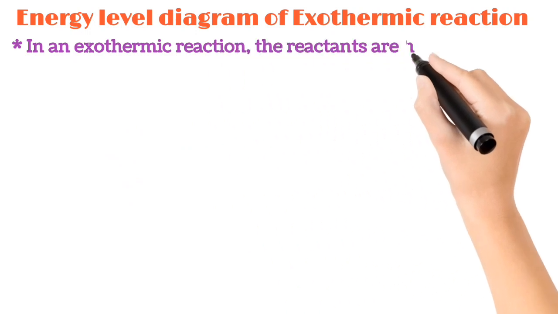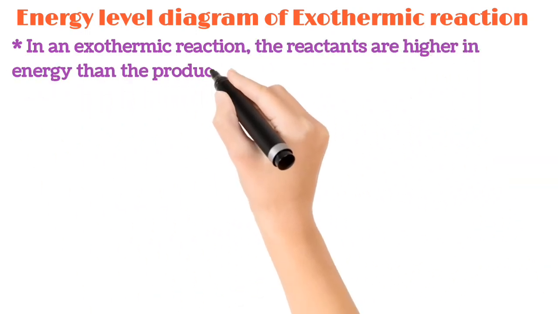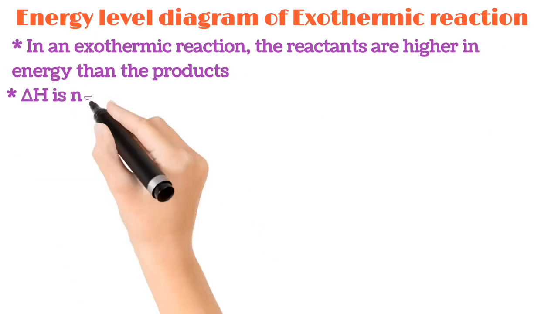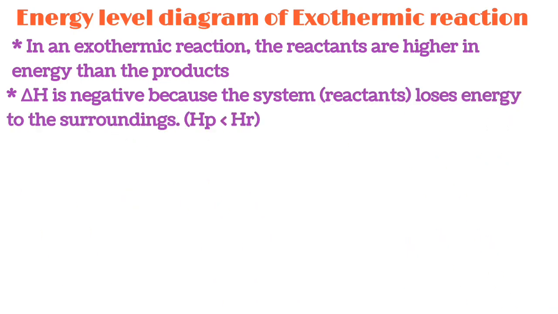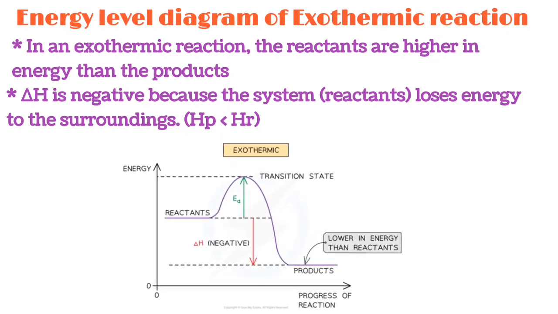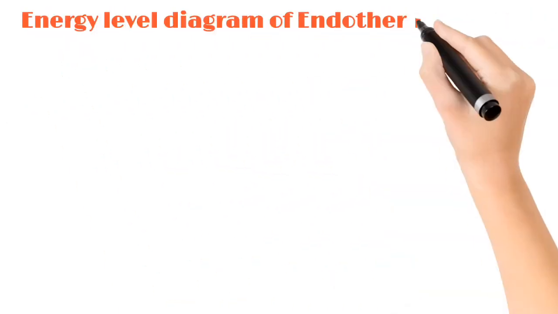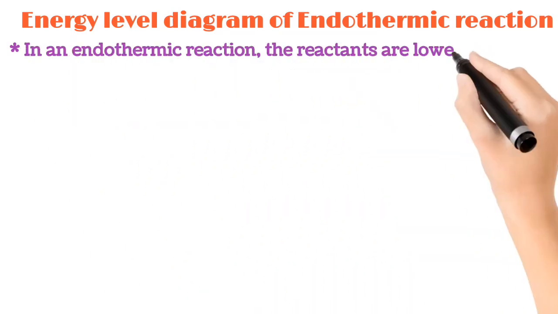So let's look at the energy level diagram of exothermic. This diagram is very, very important. You must understand the diagram and how to draw it, and how to interpret it. Now, in an exothermic reaction, the reactants are higher than the product. If you look at the diagram here, the reactant level is usually higher than the product level, and the enthalpy change is negative.